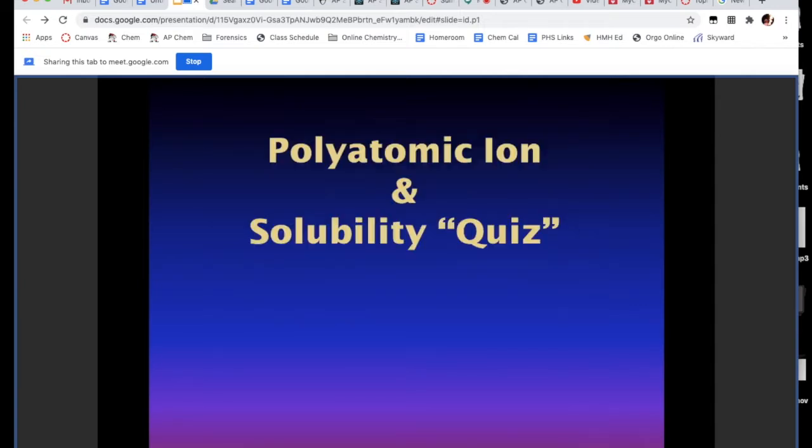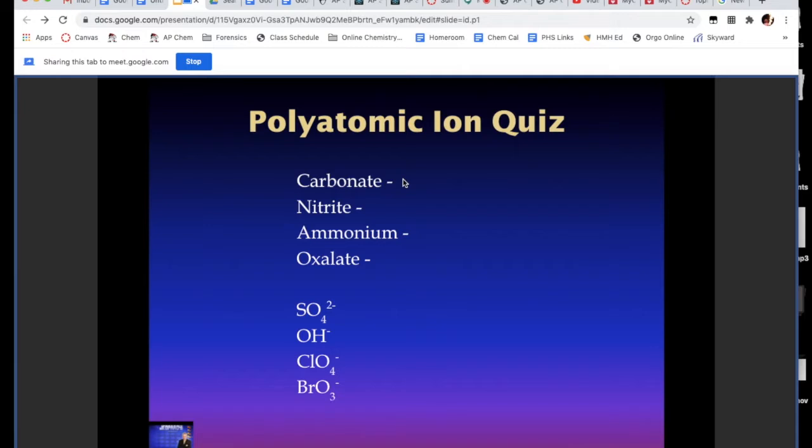All right, so we're going to do a little polyatomic ion and solubility quiz. This is practice. Please try to do this with me. Do it on a piece of paper and do the best you can, okay? I'm going to give you about 5 minutes. Try not to cheat. Show me what you know. Please write it down on something.